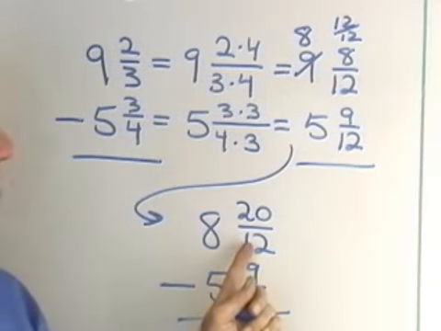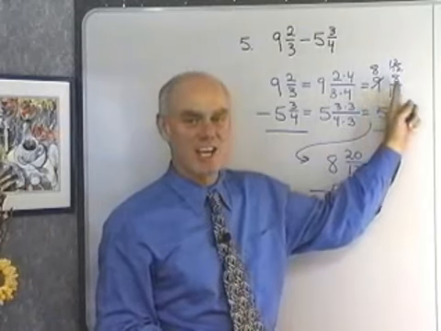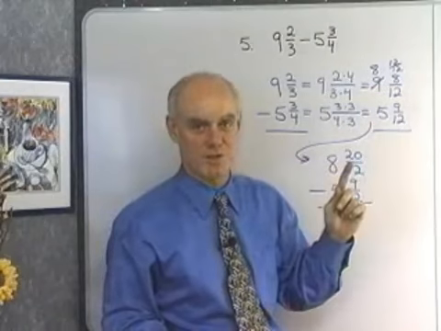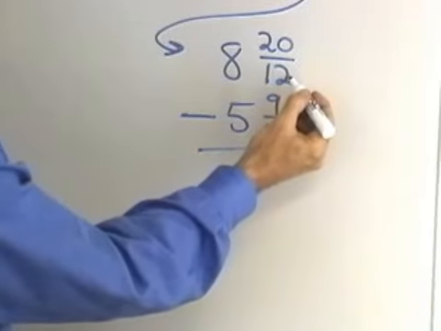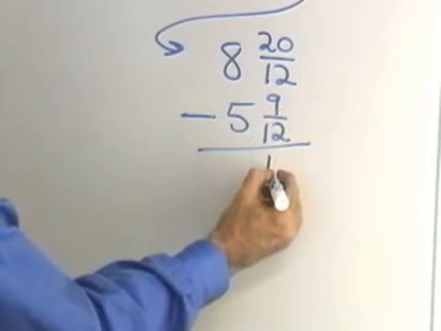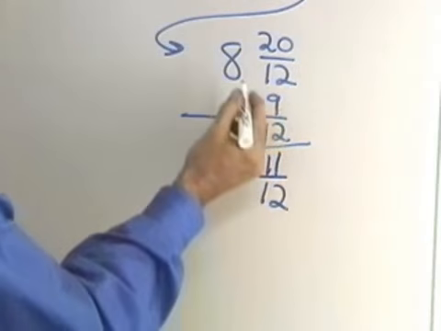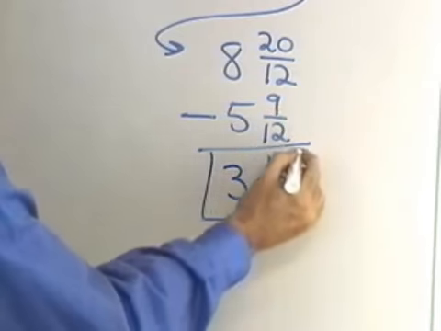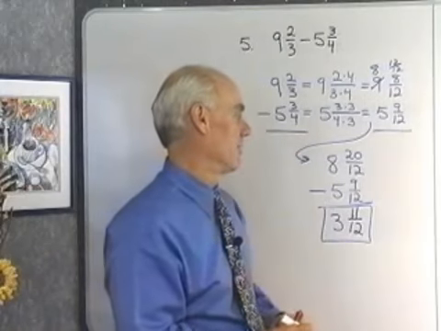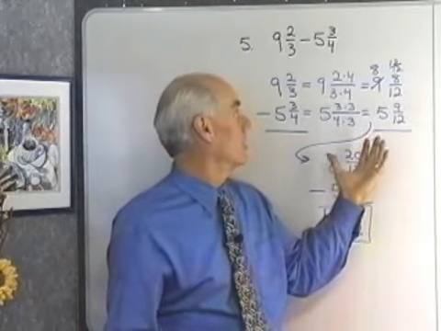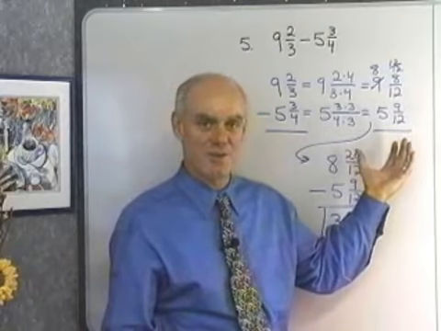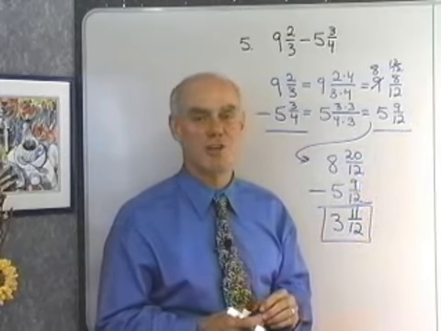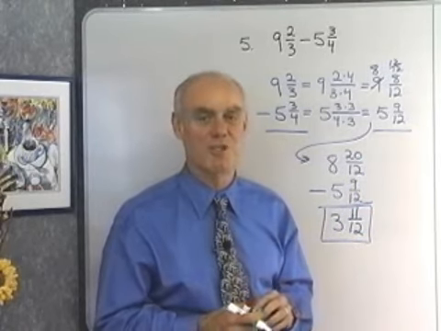So 8 and 20/12 is exactly the same as 9 and 8/12, and I had to do that borrowing. What did I borrow? I borrowed 12/12, which is the number 1. 20/12 subtract 9/12 is going to be 11/12, and 8 subtract 5 is 3. So the answer is in lowest terms 3 and 11/12. So there is a look at kind of a difficult kind of subtraction problem with mixed numbers, but we seem to be able to survive it by doing that borrowing, similar to what we did with whole numbers.